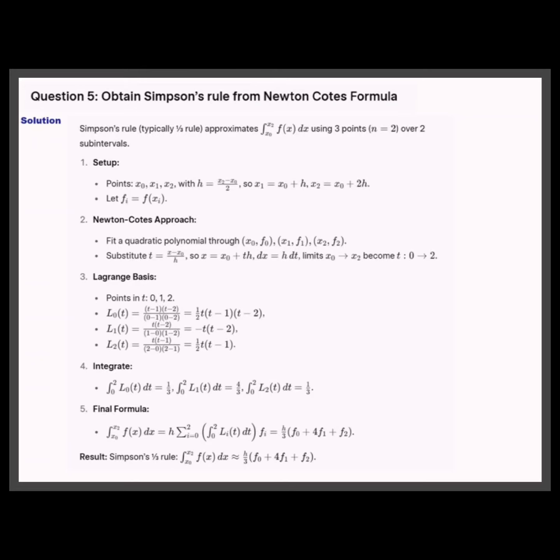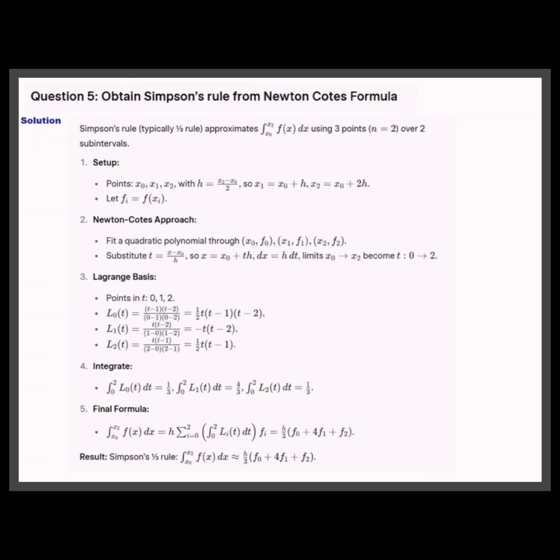Now the Newton-Cotes formula is a general method to approximate a definite integral by fitting a polynomial through equally spaced points. When we take 3 points, that means n equals 2, the interpolating polynomial is of degree 2, a parabola. Let the interval be [a, b] and divide it into 2 equal parts. So step size is h equals (b minus a) by 2. The points become x0, x1, x2.